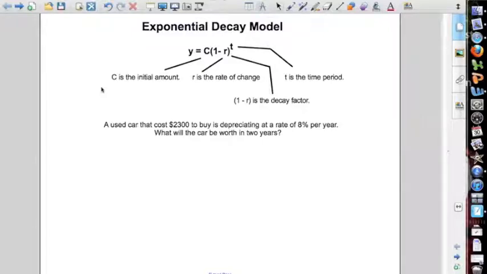deals with the exponential decay model. And as you can see, there are a lot of similarities between the exponential decay model and the exponential growth model. Really, the biggest difference is right in here. You're still going to have your initial amount. T is still going to be the time period.